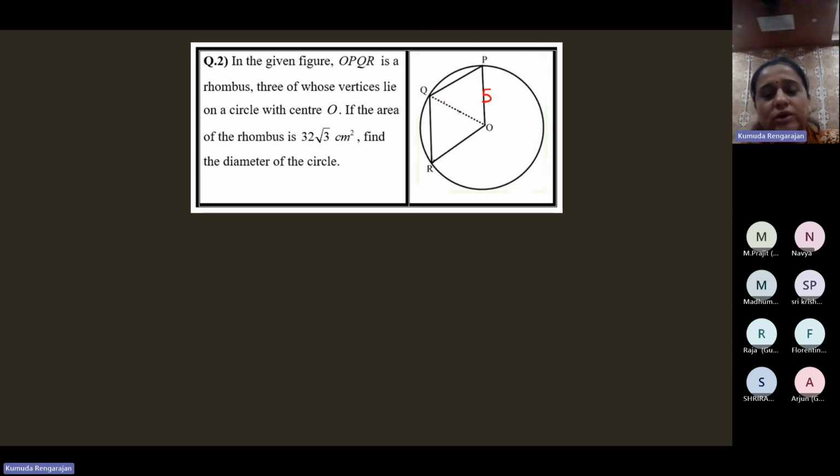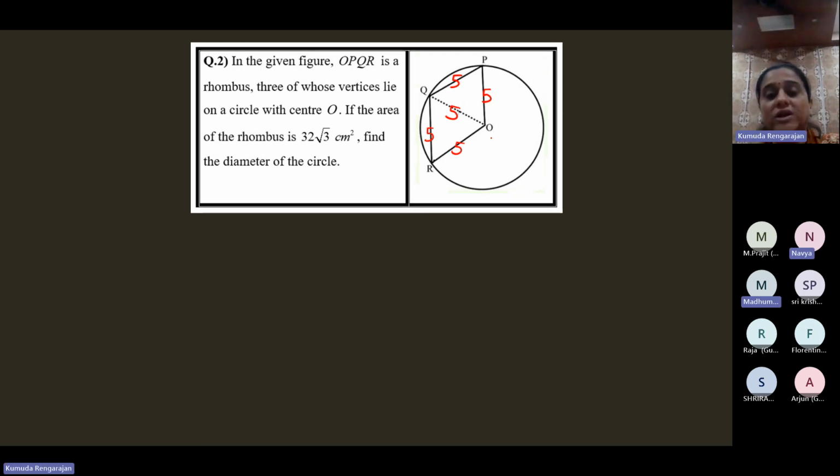Then how much is PQ? In a rhombus, all sides are equal, so if OP is 5, how much is PQ? 5. How much is QR? 5. And how much is OR? 5. And how much is OQ? OQ is a diagonal for the rhombus, but it's a radius of the circle. 5.